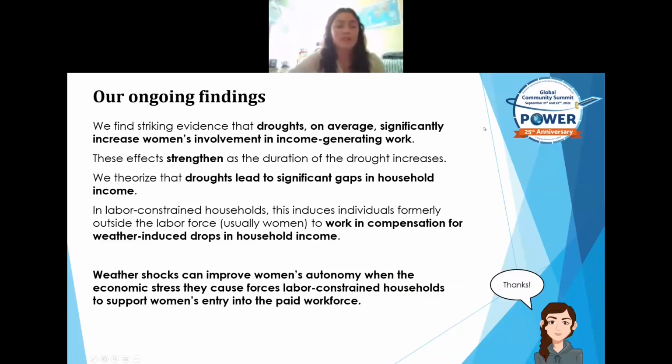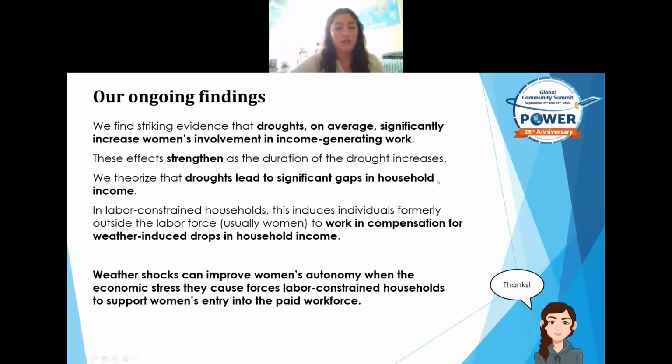And then I wanted to finish by saying some of our ongoing findings. We're finding a lot of evidence that droughts actually significantly increase women's involvement in income generating work. And these effects are strengthened as the duration of the drought increases. This was a little surprising with the numbers we're running, but we're theorizing that droughts lead to significant gaps in household incomes. And in labor constrained households, this causes folks who are formerly or traditionally outside the labor force, who are usually women, to work in compensation for weather-induced drops in household income.